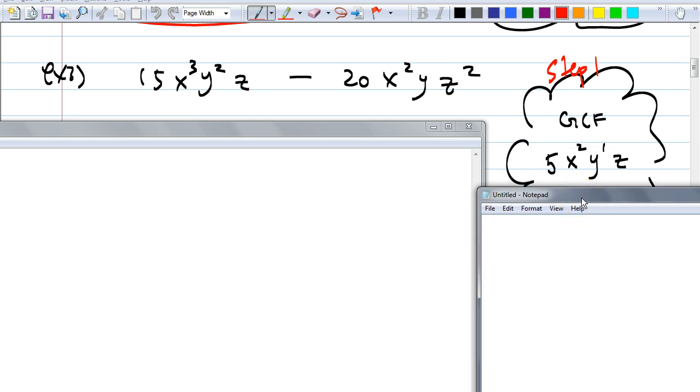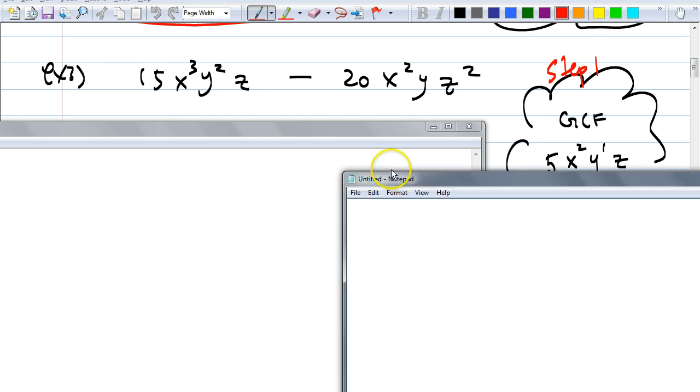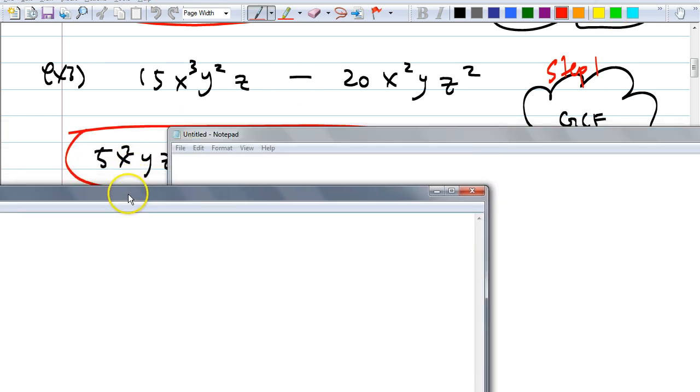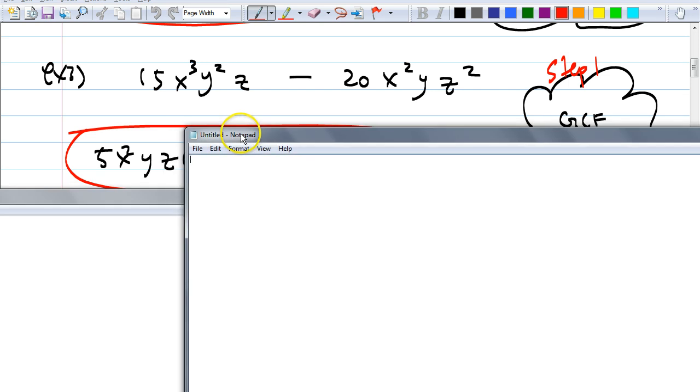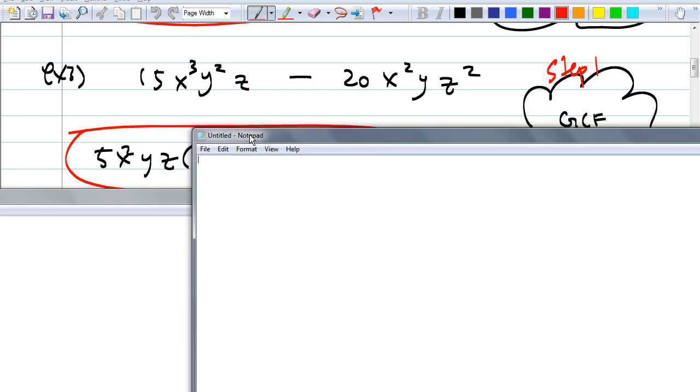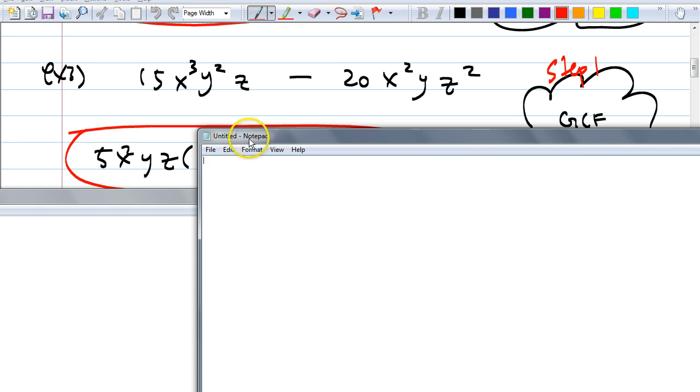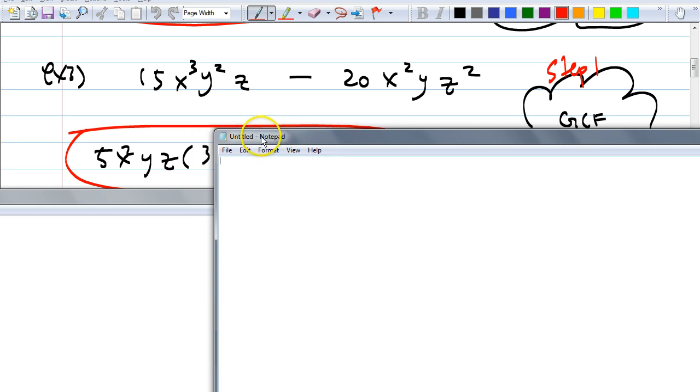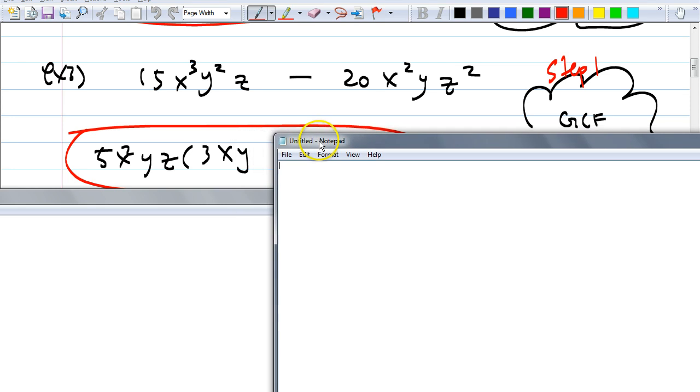Okay, so that's your GCF, right? Now, if that's my GCF, and we know how to do this, we've done this many times. That means 5x squared y z would have to go into both of these terms, right? So then we could rewrite this as 5x squared y z times something. What goes into the first term? Carly. Minus, hold on. Good, hold on.